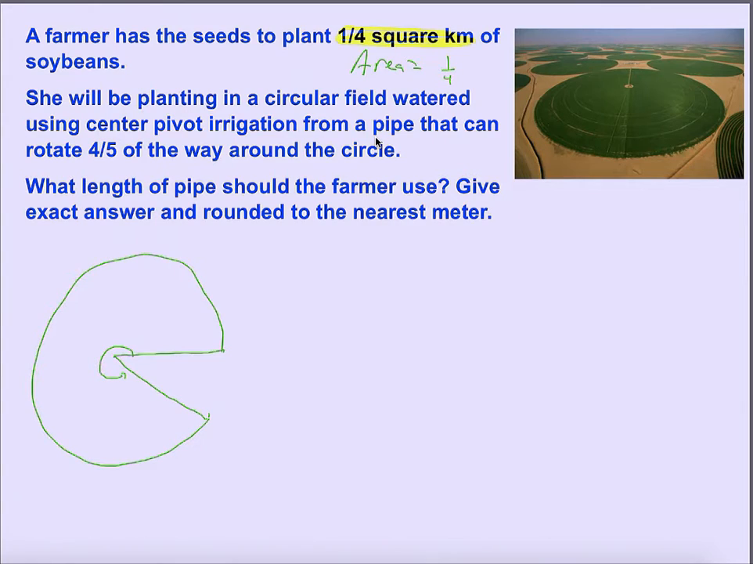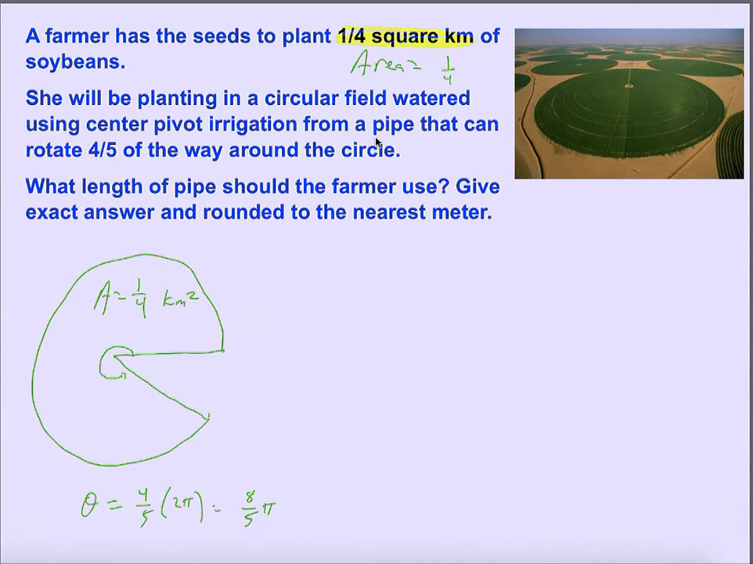And if we know that she has enough seeds for 1/4 square kilometer of soybeans, that means that this area needs to be 1/4 of a square kilometer. And the central angle would be 4/5 of the way around a circle. So again, we saw this with the arc length before. You've got to be careful reading this. The central angle is not 4/5 of a radian. It's not 4/5 pi. It is 4/5 of an entire circle. That's of 2 pi radians, which I would write as 8/5 pi. If you want to write that as 8 pi over 5, that's fine too.